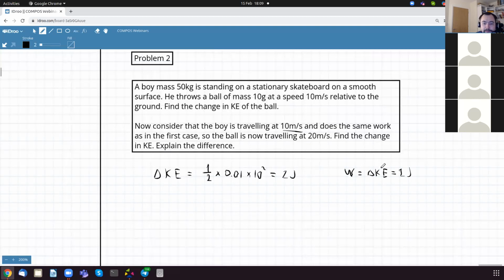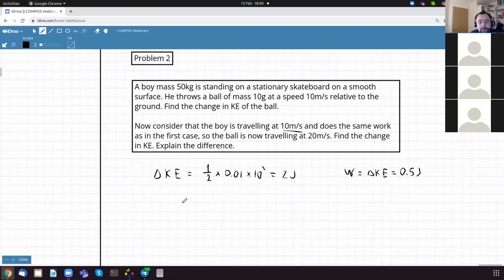Might be, yeah, 0.5 joules, sorry. 0.5 joules. The work done by the boy and the change of kinetic energy of the ball is 0.5 joules. Nice.